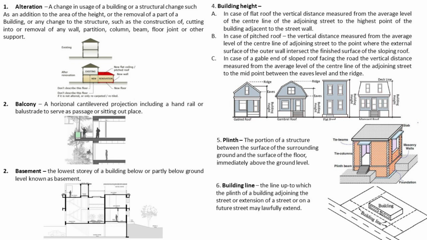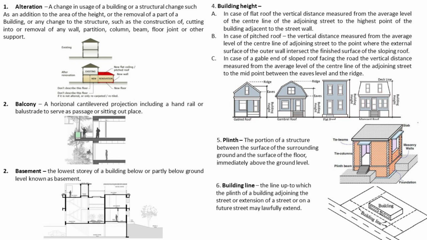Then balcony: a horizontal cantilever projection including a handrail or balustrade to serve as a passage or seating place. Okay. Basement: the lowest story of a building below or partly below ground level is known as basement. In simple terms, the floor that you have below your road level is known as basement.